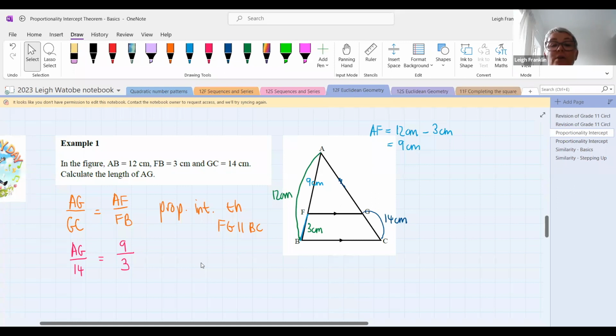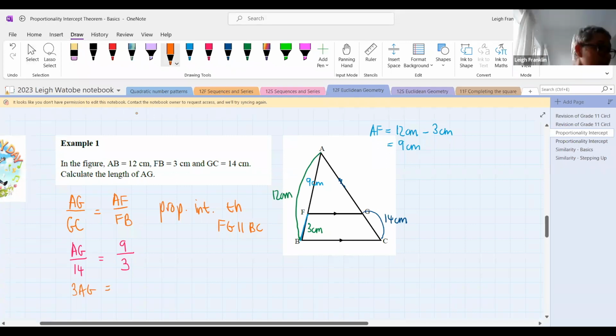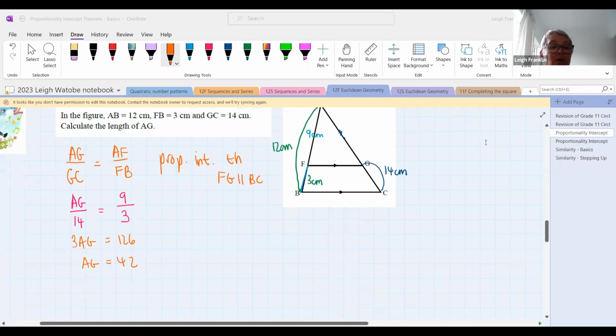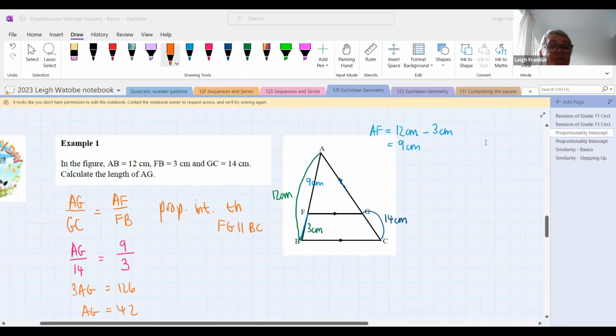Okay, so a lot of you are giving answers. Very nice. So you would have ended up with 3AG equals 9 times 14, which leaves us with 126, and you're all perfectly correct. That means that AG would be equal to 42. Brilliant, well done. Excellent work, guys. Very, very nice. Okay, I'm super impressed. Now try and take a screenshot of that so that you've got it with you.